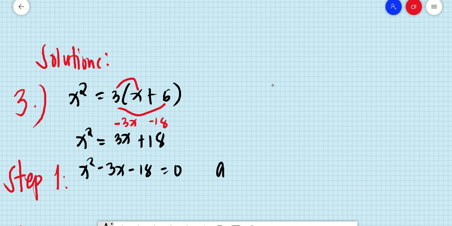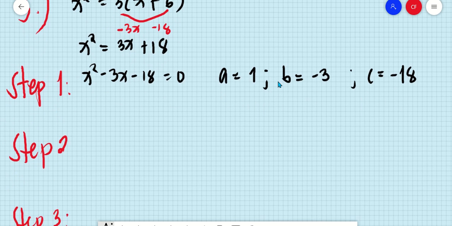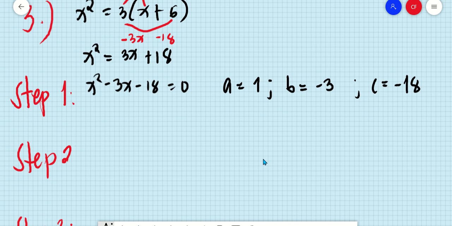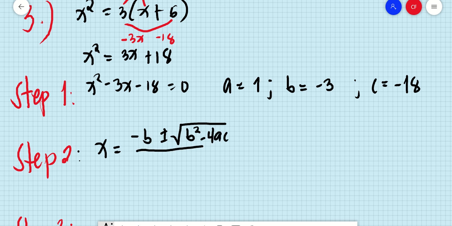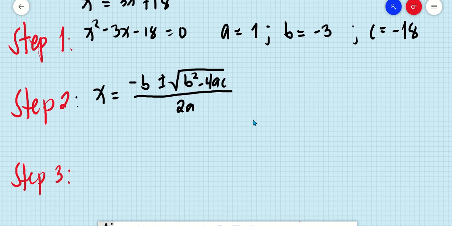Okay? So, A is 1, B is negative 3, and C equals negative 18. Okay? Ayan. So, tapos na tayo sa step 1. Syempre, proceed tayo sa step number 2. Okay, so for step number 2, again, sulat po natin yung quadratic formula. So, x equals negative b, positive negative, square root of b squared minus 4ac all over 2a. Ayan. Okay? So, tapos na tayo sa step 1 and 2. Proceed tayo sa step 3.